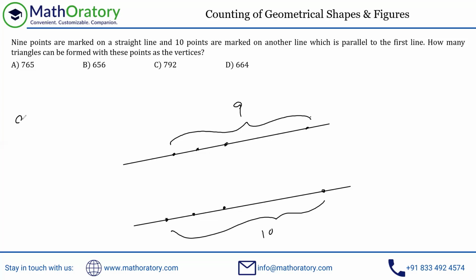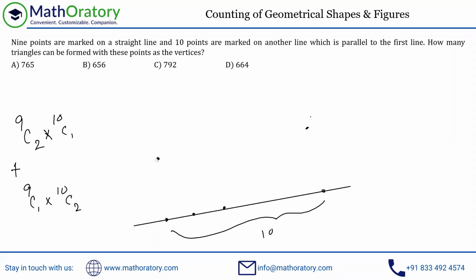One is you pick 2 from the first line. You can do it in 9C2 ways. And correspondingly, when you have picked 2, you have to pick 1 from the other one. So you pick 1 point from the other line. Or you pick 1 point from the first line out of the 9 points, and correspondingly you pick 2 points from the second line. So just calculate this and you'll get the answer.